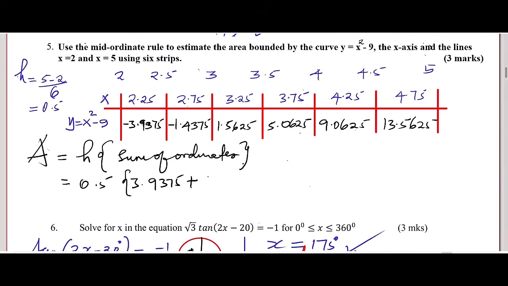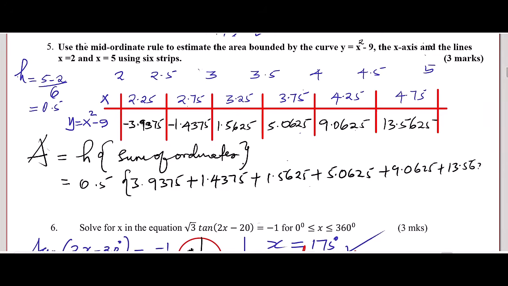So we take 3.9375 plus 1.4375 plus 1.5625 plus 5.0625 plus 9.0625 plus 13.5625.